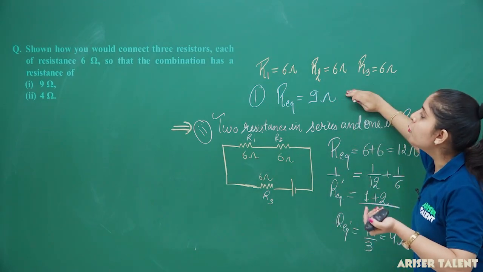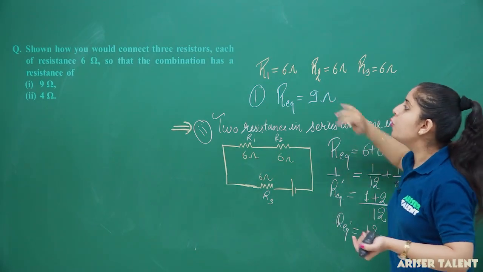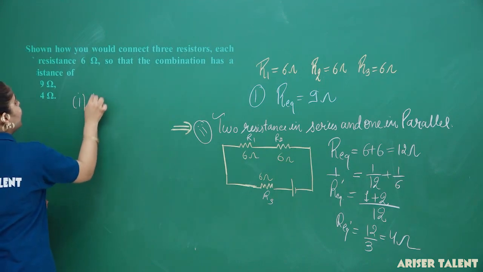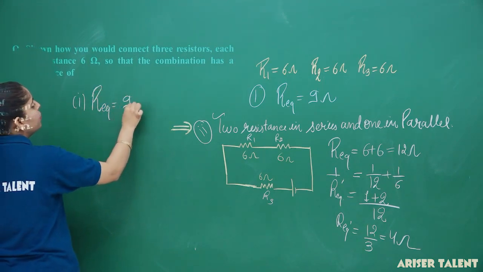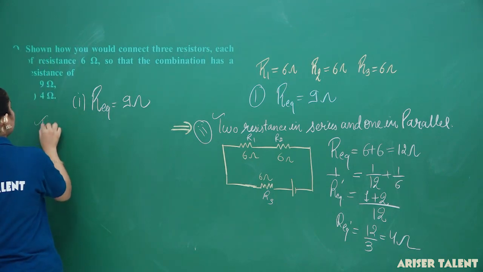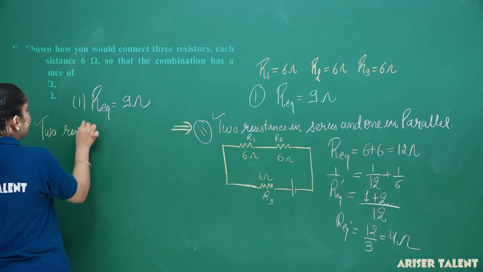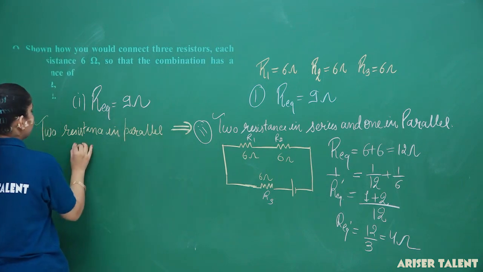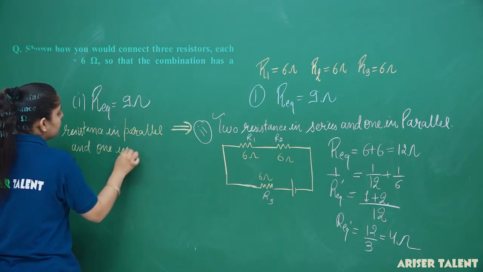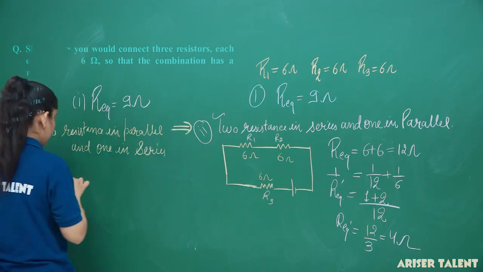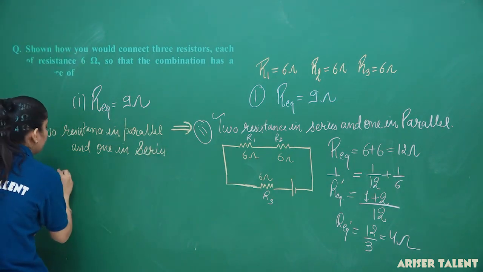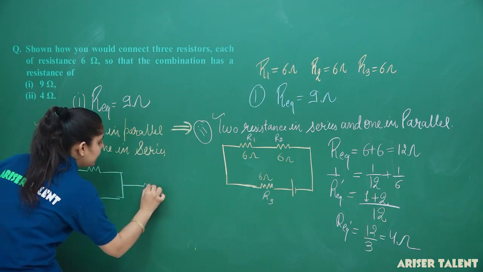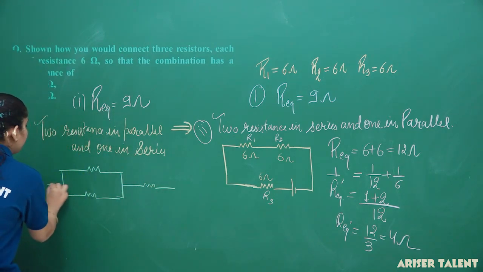Now, what do you want to obtain in the first part? We want to obtain 9 ohm in the first part. So, again we will use the same concept. In the first part we want R equivalent equal to 9 ohm. So, I am connecting 2 resistances in parallel and 1 in series. So, what will be the circuit diagram I am getting here? 2 resistances in parallel. This is a parallel combination and 1 in series. This is the diagram we are getting here.